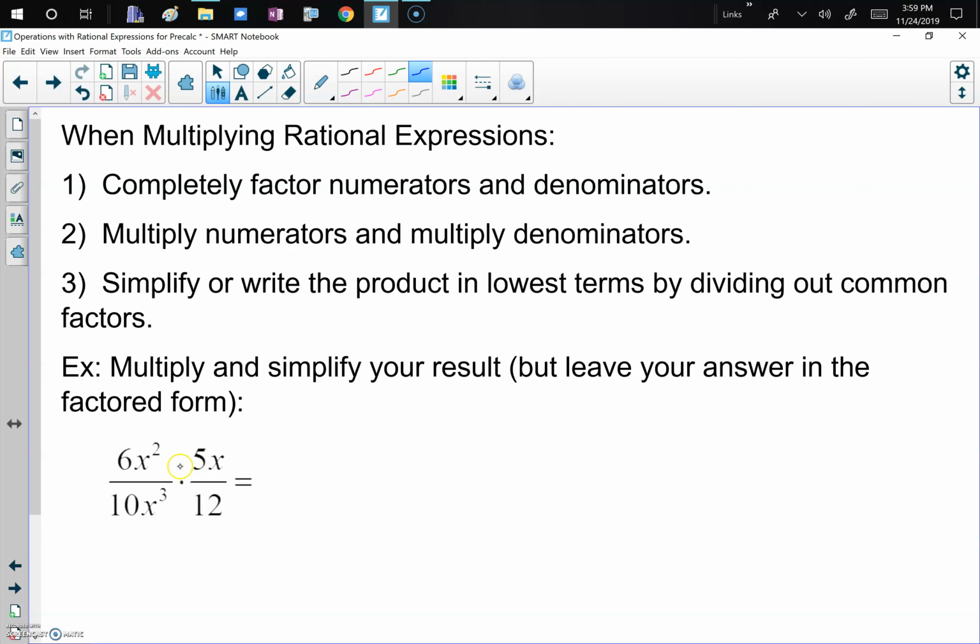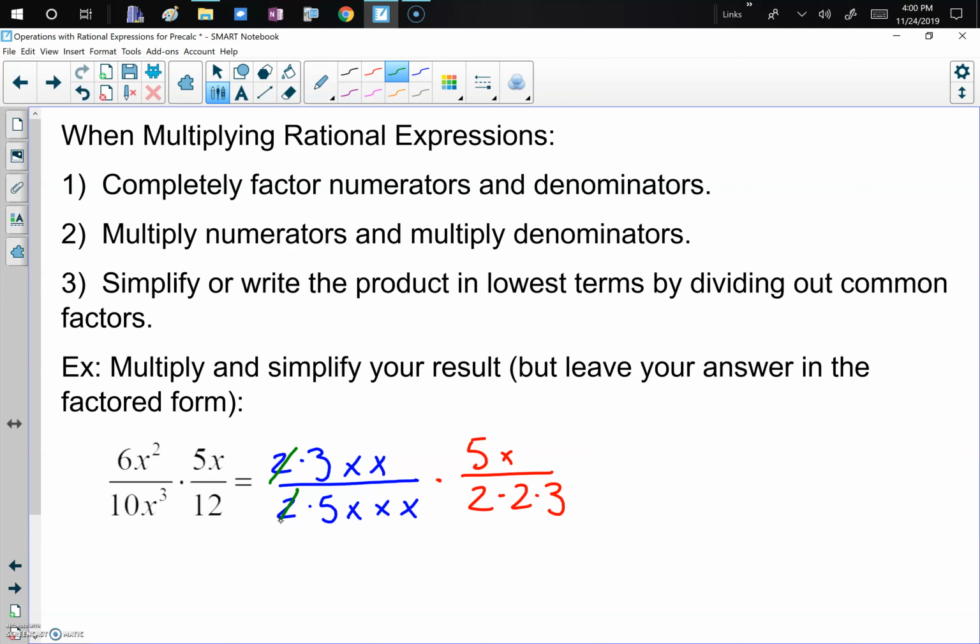So looking at our first example here, I want to go ahead and break down each of my values into their factored forms. So 6 I could rewrite as 2 times 3, x squared as x times x. My denominator 10 could be written as 2 times 5, x cubed is x times x times x. Then for my second number, 5 and x, I can't really break down further. 12 though I could, it's 2 times 6, and then that 6 could be broken down further as 2 times 3. So when we have it written down in this completely factored form, then those common factors that are going to divide out or simplify out become a lot more obvious.